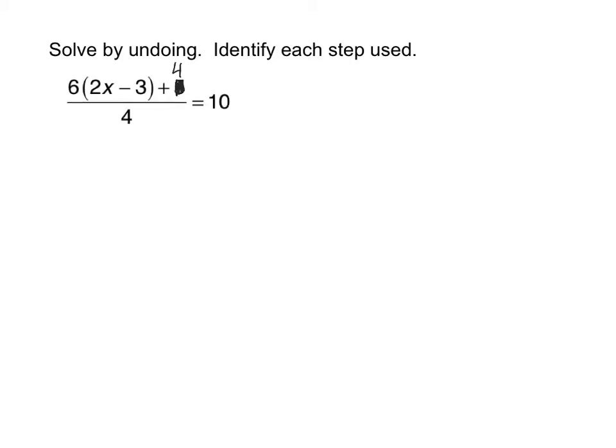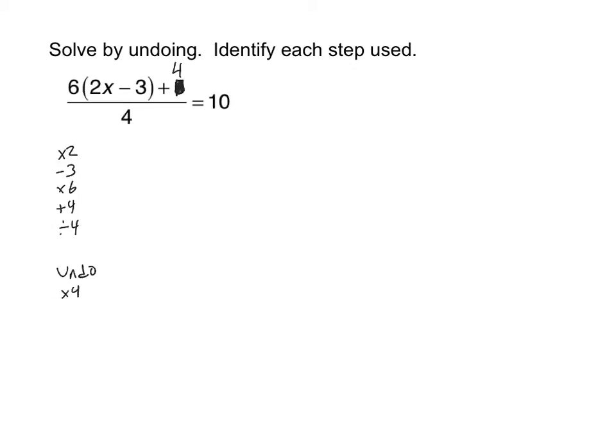So now, let's think about identifying the steps first, because what I'm looking at here is, if I start with my x, it is first multiplied by 2. Then from that value, I subtract 3. Then I'm multiplying by 6. Then I'm adding 4, and then I'm dividing by 4. So when I do my undoing, I've got to go in the opposite order.